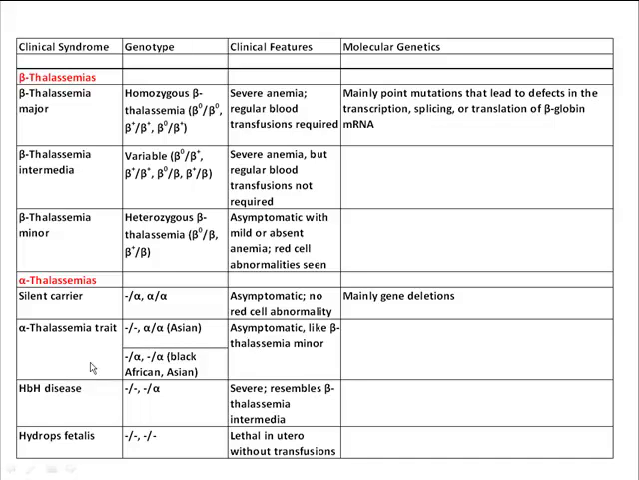So in hemoglobin H disease, three of the alpha alleles will be deleted, and this is a severe case. It usually resembles beta thalassemia intermedia in terms of clinical features. And in hydrops fetalis, all four of the alpha genes are deleted, and so in this case it is lethal in utero without transfusions.